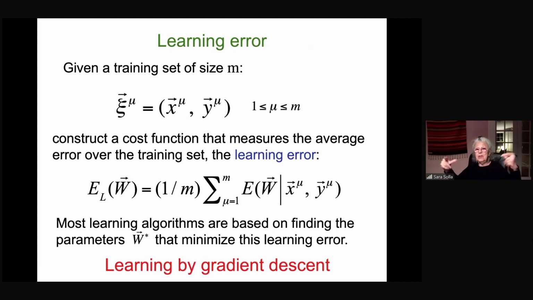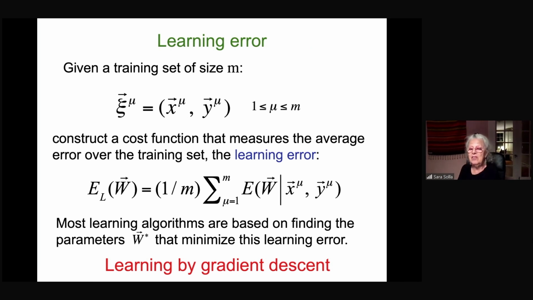So in every point in this W space, which is a very high dimensional space where every axis corresponds to one of the parameters that specifies the network, we define a landscape over W space. And this landscape is our error function, the learning error, EL of W, which is the error that network W makes on example mu, sum from mu equals 1 to m, and divided by m, if I'm going to think of it as an average.